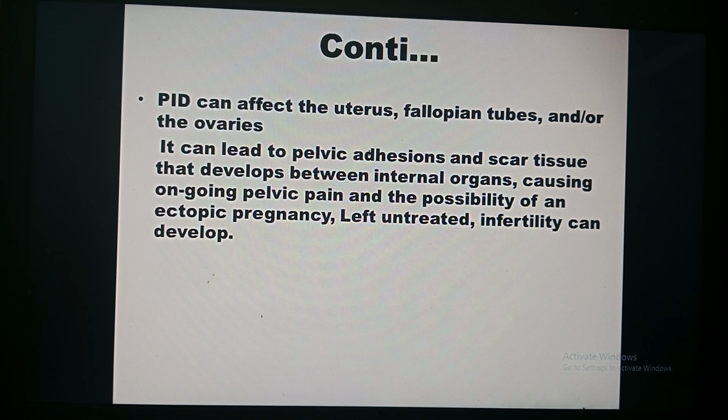Sometimes this PID may lead to pelvic adhesion and scar tissue. Pelvic adhesion is an infected material, white or mild yellow in color. When it is active, the client may get abdominal pain as well as discomfort. She may require antibiotic treatment, a painkiller and other treatment. Once treatment is taken, it will subside, then again that adhesion may reappear. So it requires proper investigation as well as proper treatment.